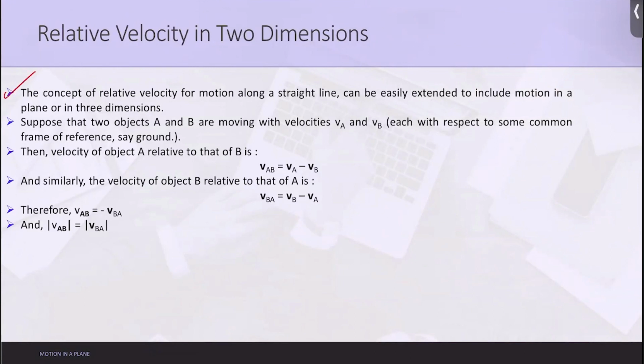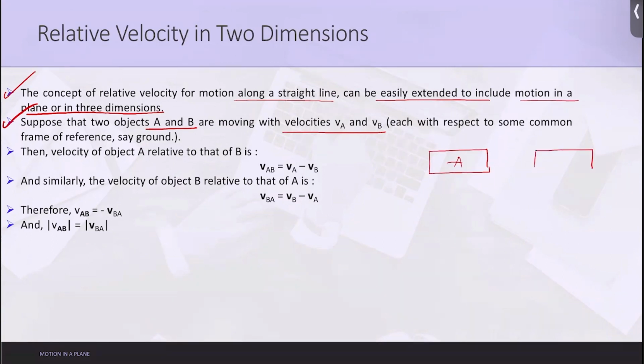Okay. So the concept of relative velocity for motion along a straight line can be easily extended to include motion in a plane or in three dimensions. Now suppose that two objects A and B are moving with velocities VA and VB. Let us suppose this is some object A, this is some object B, moving with velocities VA and VB with respect to some common frame of reference.